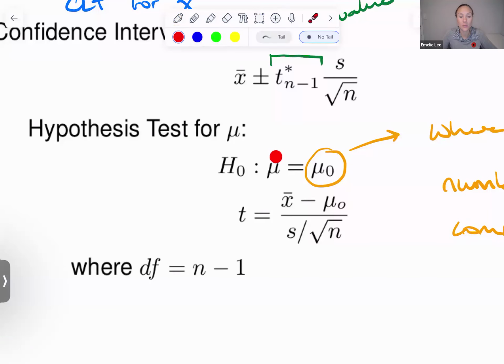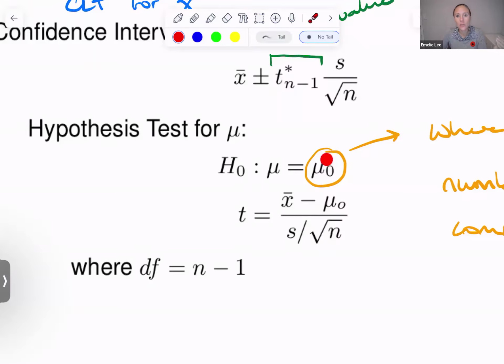Otherwise, the same layout, right? I have to talk about the parameter, which is mu in this case, and I have to have an equal sign. We're going to always have an equal sign in our null hypothesis, and it's equal to some number.